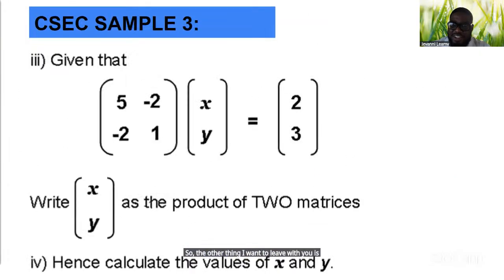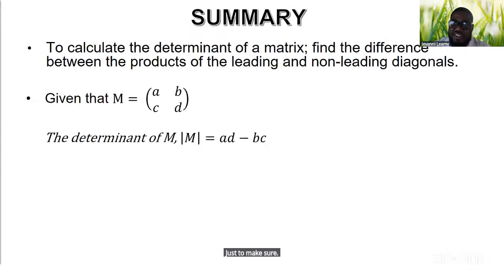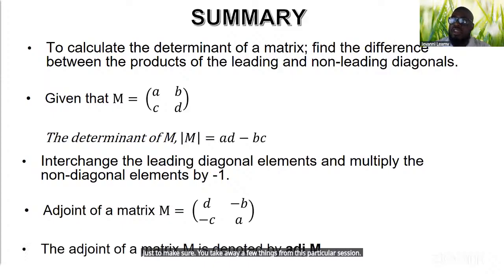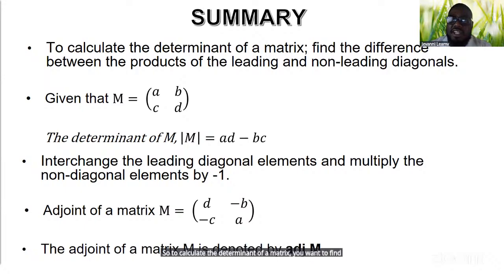So the other thing I want to leave with you is a summary, just to make sure you take away a few things from this particular session. To calculate the determinant of a matrix, you want to find the difference between the products of the leading and the non-leading diagonal. Whenever you see det of a matrix, it means determinant. So you have AD minus BC. AD is the leading diagonal, BC is the non-leading diagonal, and you will subtract those two values.